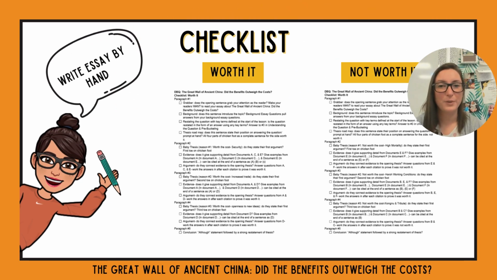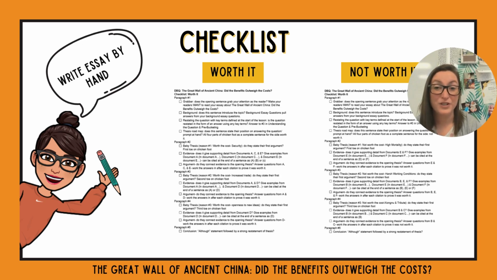Make sure that when you're grabbing a checklist, you're checking off as you're going. As you write your grabber, you check it off. As you write your background, you check it off. Restating your question, check it off. That is your answer in number 3 in the background essay questions. Right after that, there's understanding the question. Then your chicken foot, check it off. Then go in, check everything off. Make sure that you grab the correct checklist based on which type of essay that you picked.